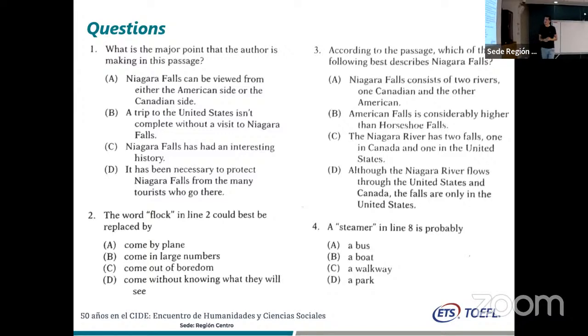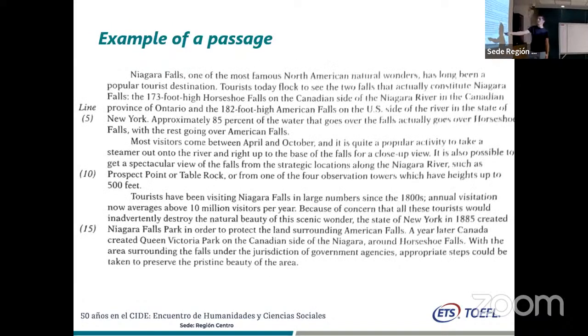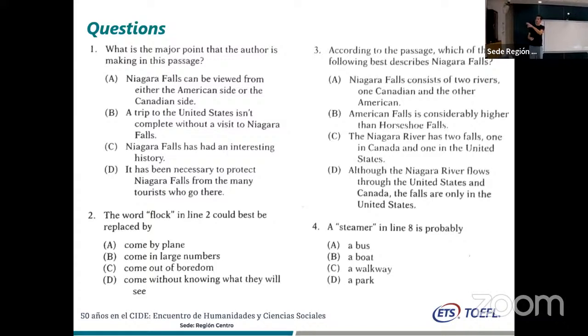The word flock in line 2. Why is it easy? Because maybe you know the word. Maybe. Or steamer, okay, in 4. Maybe you know the word. And if you don't know it, you can go to the line, for example, the word flock in line 2. So you go to line 2 and you find the word. And by context, you can answer.